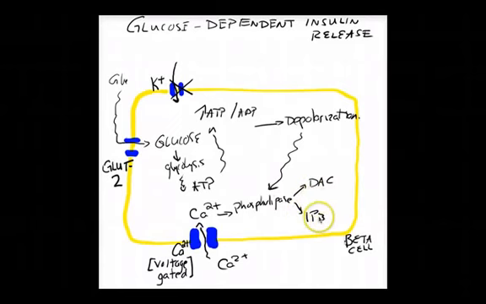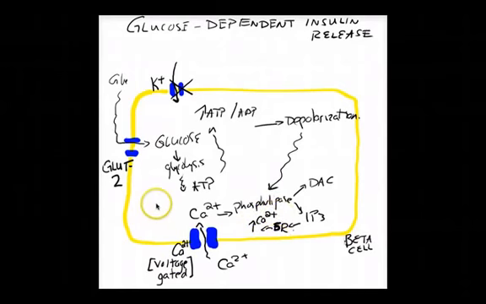Now, the IP3 is going to bind to a receptor protein on the SR, and this is going to allow for the release of even more calcium from the SR via this IP3-gated channel. Okay, this further increases the concentration of calcium within the cell.